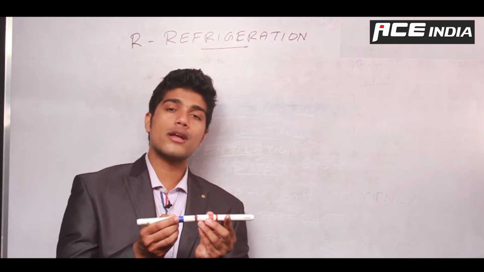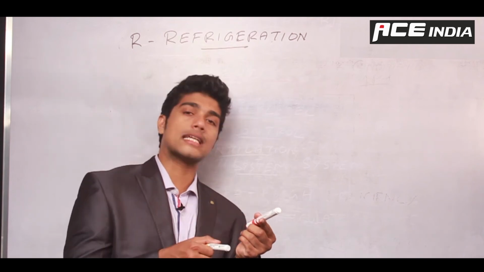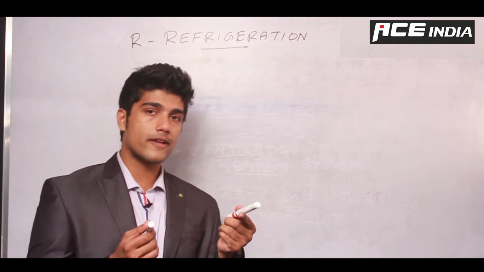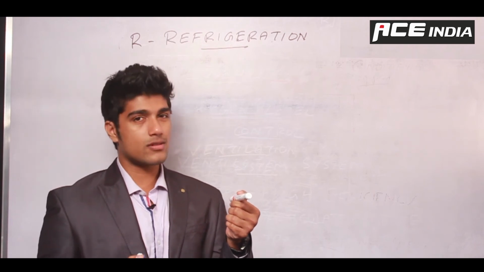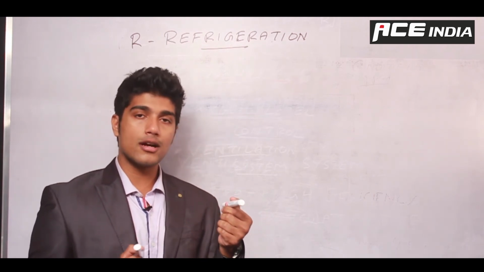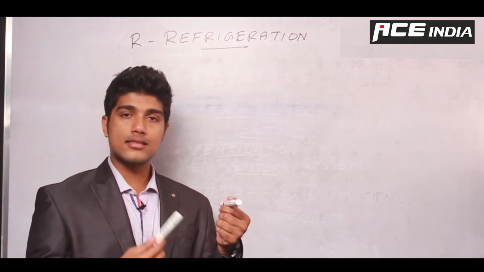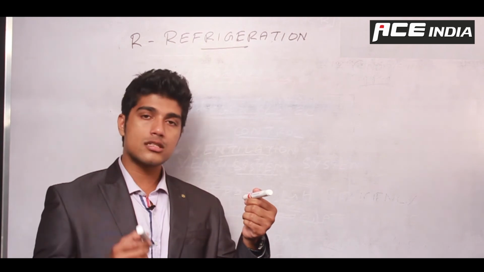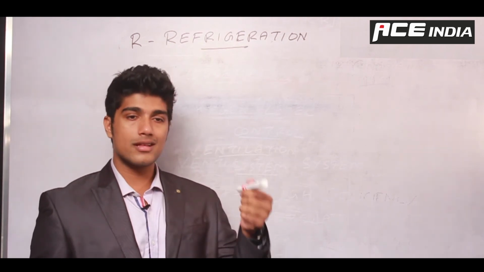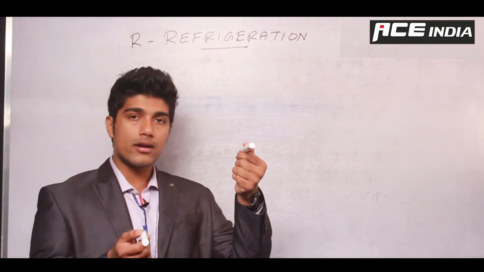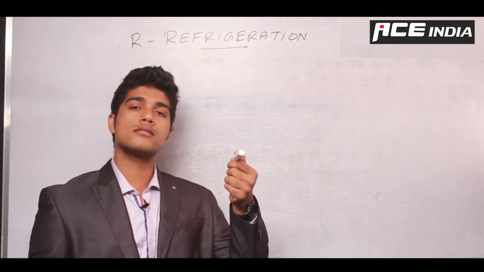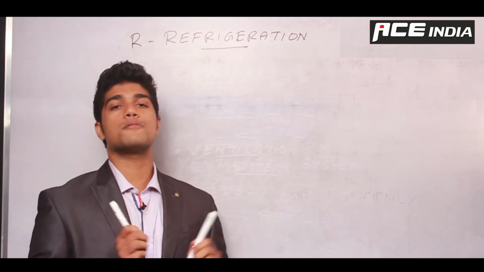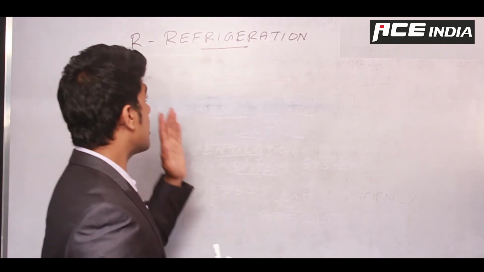Now, refrigeration is the process of reversing this. That means I will be transferring heat from the lower temperature system to the higher temperature system, but this will not happen naturally. So because of it, I have to employ an external work in between that transfers the heat from this system to this system. That means the lower temperature system becomes even lower or colder, and the higher temperature system will become even hotter. This process is simply called refrigeration.